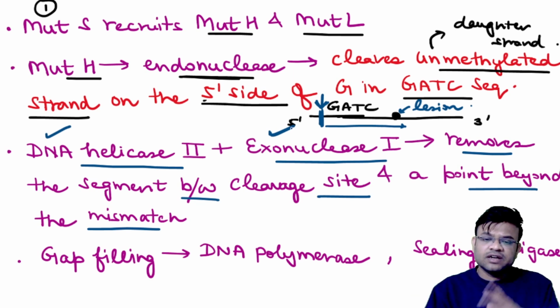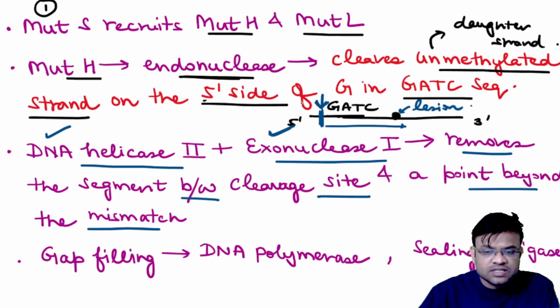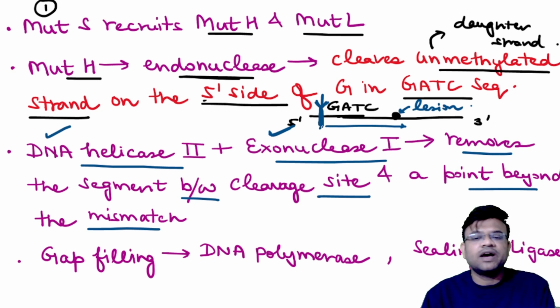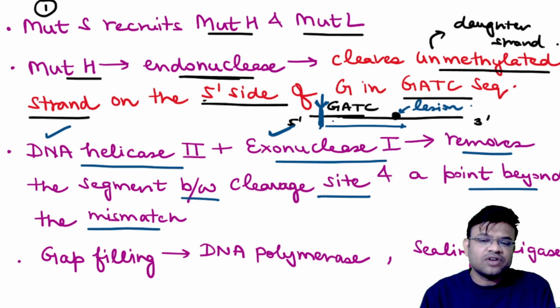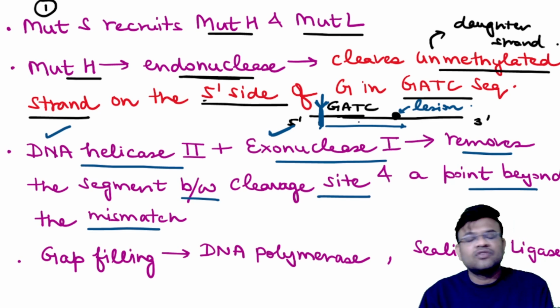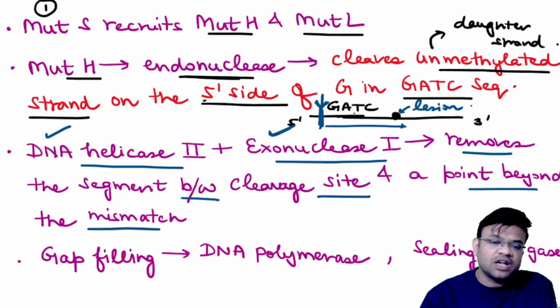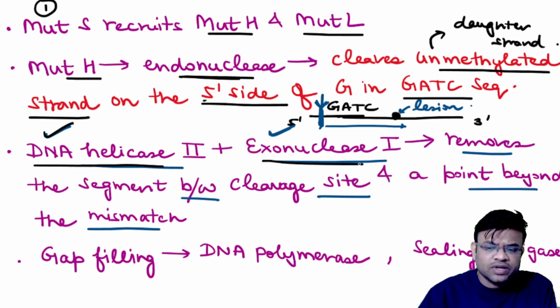MutH just created a cut. So this cut over here was created by MutH. But MutH cannot remove the entire strand. It cannot remove this entire black region, the entire faulty region. So there are two more enzymes that are called up, and the names of the enzymes are DNA helicase over here and exonuclease 1.